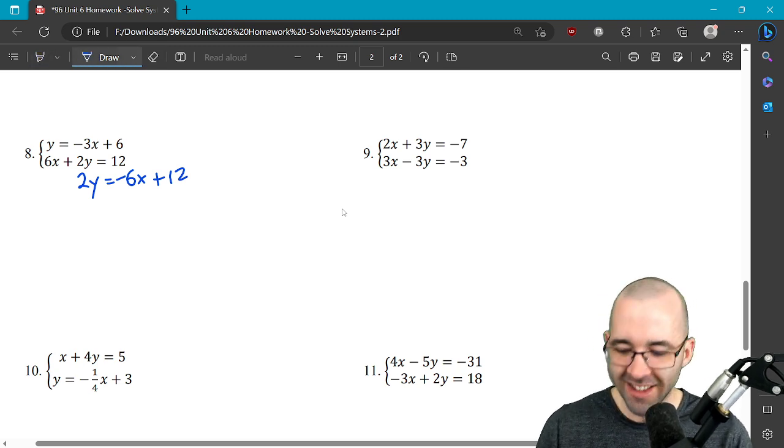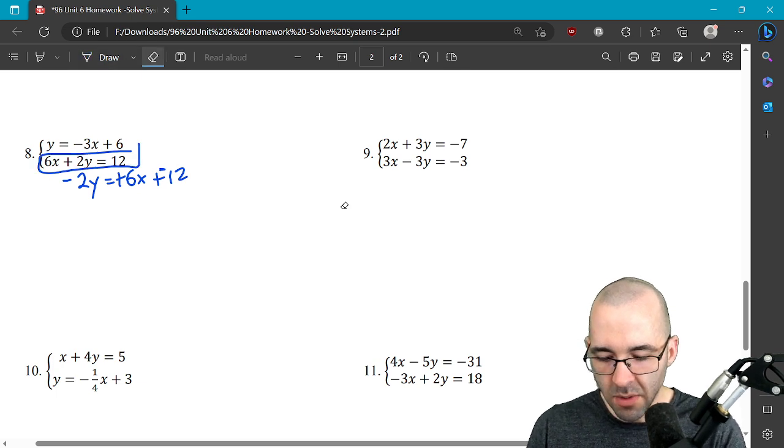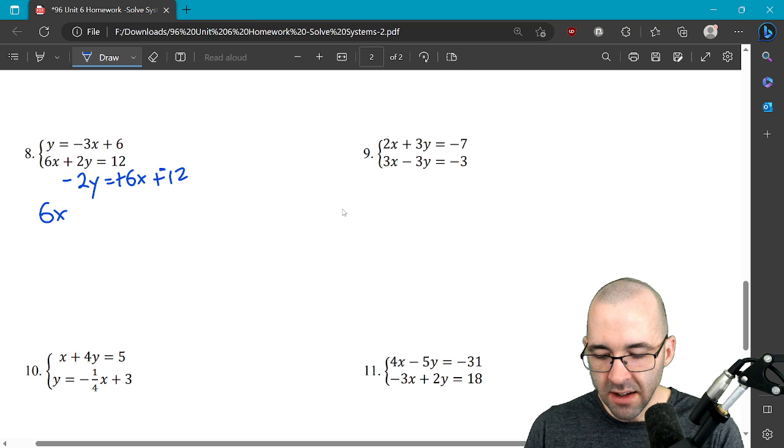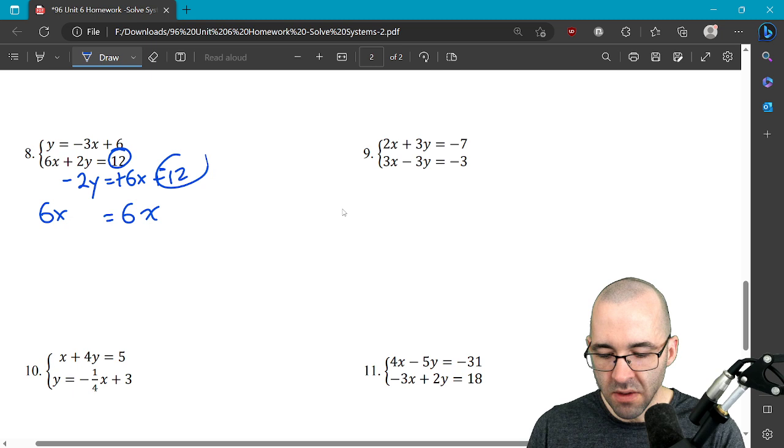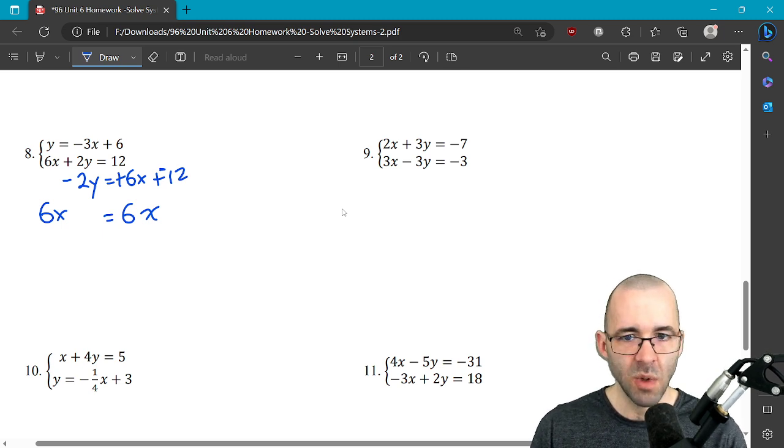Let's just keep going. All right, so the first equation minus the second equation. So we're subtracting 2y, subtracting a negative 6x, and subtracting a 12. So when we do that, this equation, when we subtract everything below it, still has a 6x, plus 2y minus 2y cancels out, equals, we now have a positive 6x, plus 12 minus 12, cancels out. We get 6x equals 6x, which is a little weird.